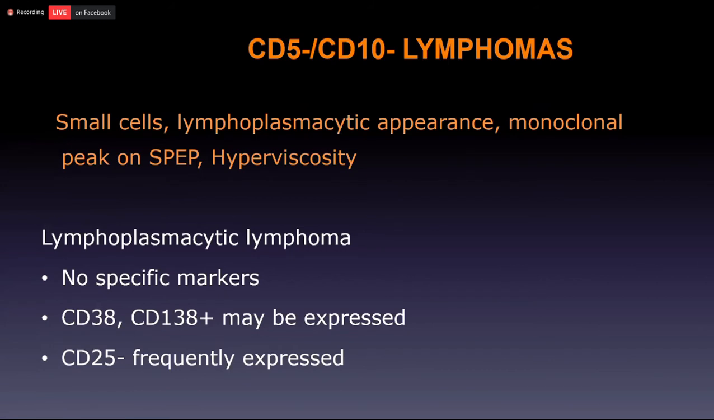CD5, CD10 negative lymphomas. So we have lymphoplasmacytic lymphoma, which has the nuclear shape of a plasma cell, but the nuclei of a lymphocyte. So it does not have any specific marker, and the accompanying plasma cells and some of these tumor cells may show plasmacytic expression.